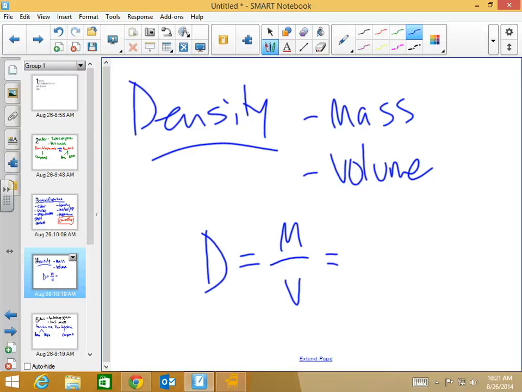Okay? If we had to talk about units, grams over milliliters. It could also be grams over cubic centimeters. A milliliter and a cubic centimeter are the same thing. They mean the same amount of volume. Why we use one over the other, I don't know. Yeah, usually for area, you use cubic centimeters. You're correct. Okay?